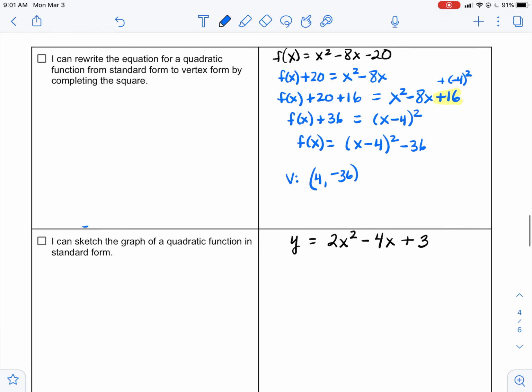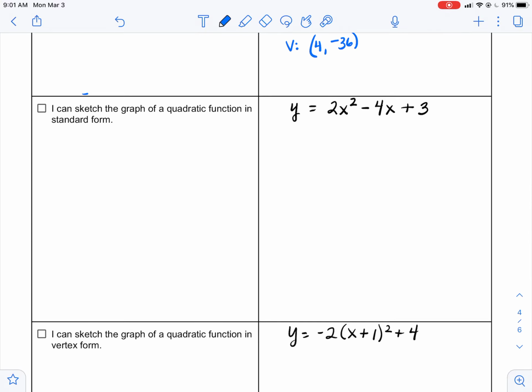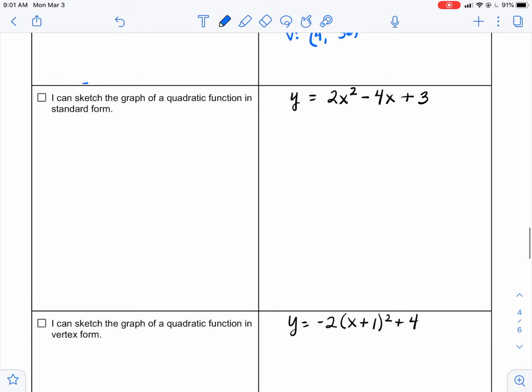Now that one I gave you there, I gave it with your A being 1. The next one, your A is 2. And this one it says sketch the quadratic function in standard form. Now remember, there is two options. So I'm going to do option number 1, which is to complete the square. Okay, so I'm going to do that one for this one.